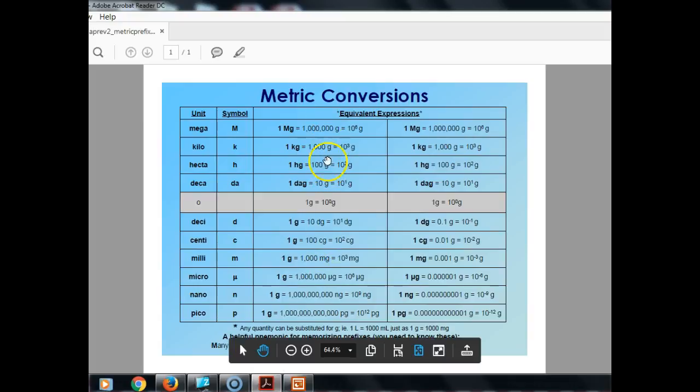I did use grams on this chart, but you could use any unit, so these could be meters, liters, seconds, amperes. That part doesn't matter, so don't get too stressed out about it.